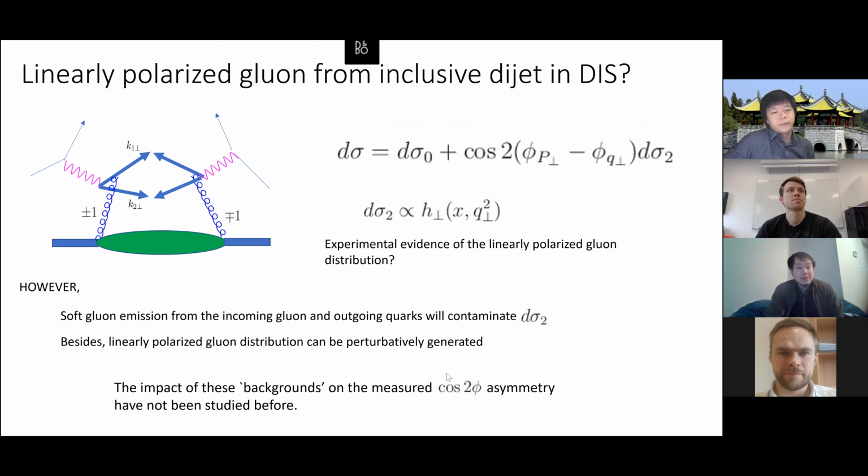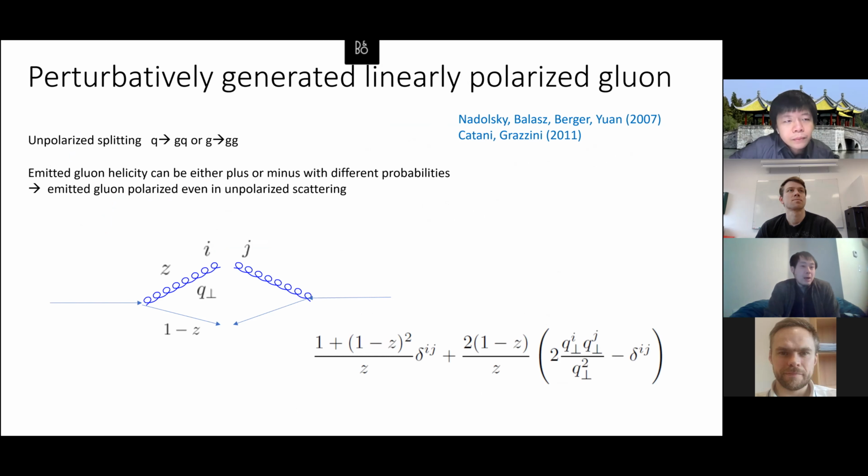However, there is a caveat here, because as I've been saying, soft gluon radiation from the final state jets, and also from the initial incoming gluon, can affect the cosine 2 phi. So you have to take care of that. And also, another problem is that you can actually generate the linearly polarized gluon distribution function purely from perturbation theory. And this can be perturbatively generated. I will explain that in the next slide. So in fact, these two effects have never been quantitatively studied in the literature, and that's what we are going to do. So let me explain how to generate this linearly polarized gluon.